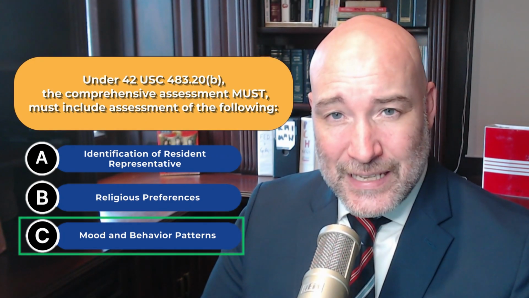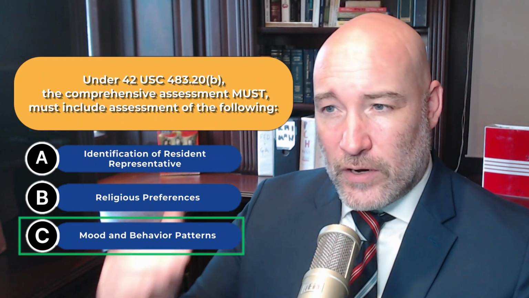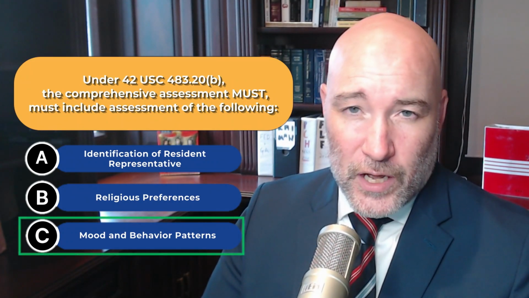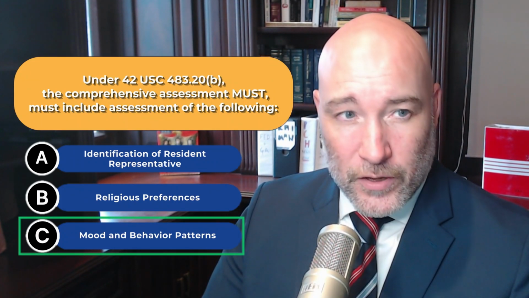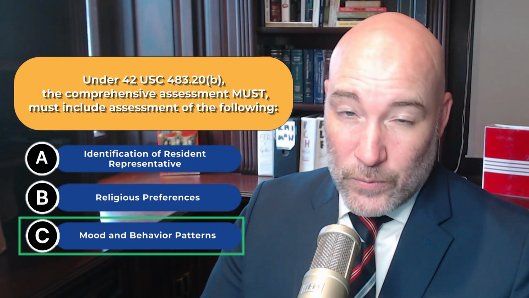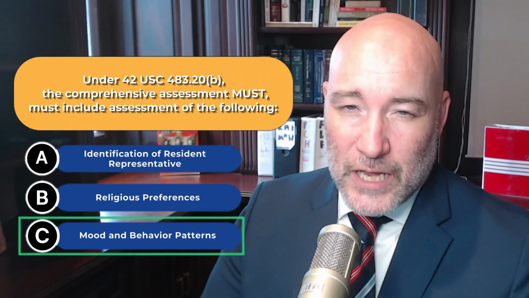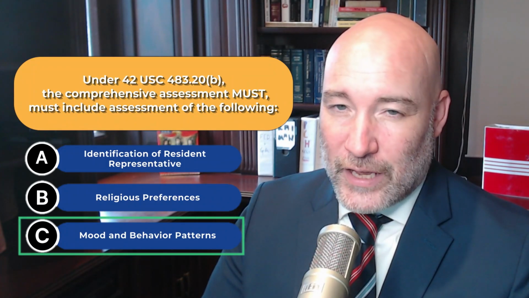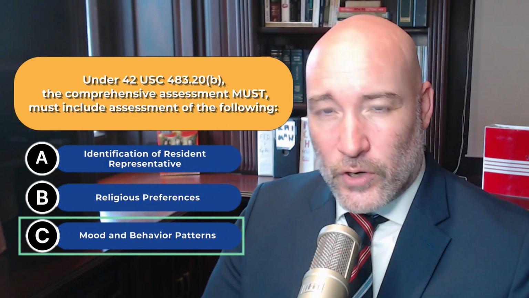And the answer is C, mood and behavior patterns. So there are several categories of assessments that must be done under 483.20, and the only one here that's required is mood and behavior patterns. Religious preferences and identification of resident representative are not their own categories.